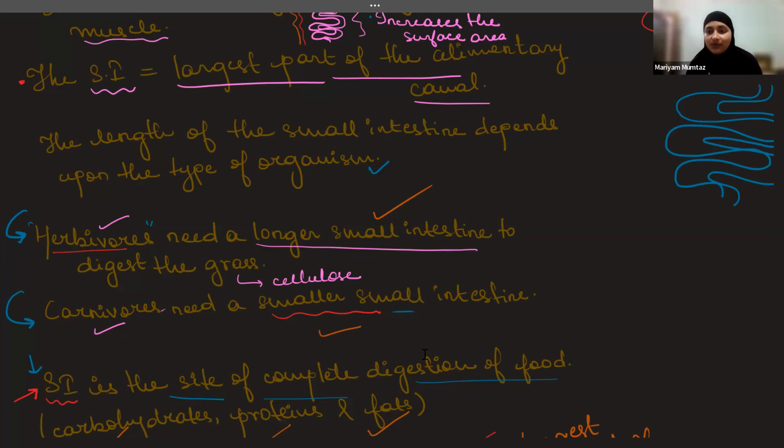Why do they do so? Because once the food has been swallowed, they take it back into their mouth and chew it again, because it is so hard to digest the cellulose, since they eat grasses and hays and everything. So that is why herbivores would have a longer small intestine. But as compared to the carnivores, since they do not eat cellulose or anything, their major diet is proteinaceous. So they would need a smaller small intestine.